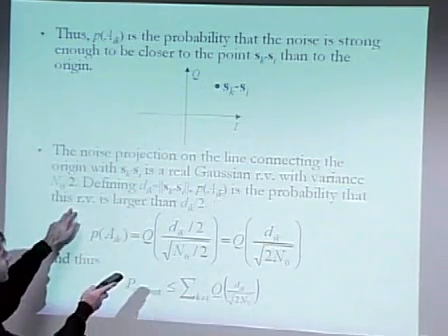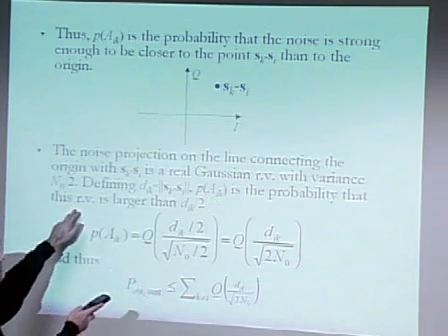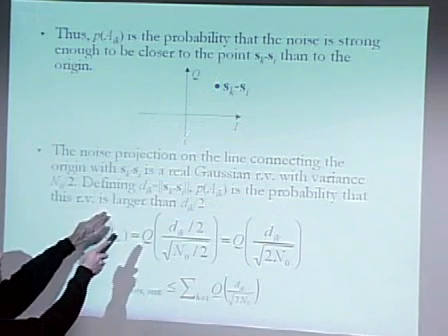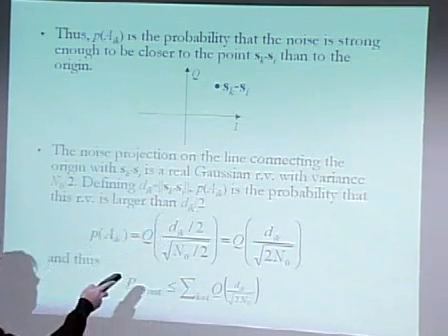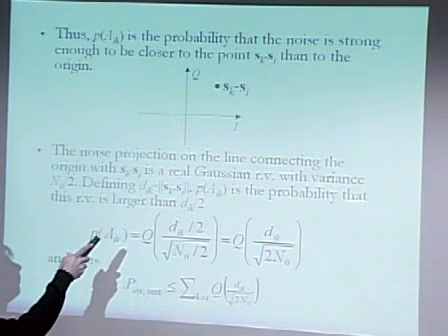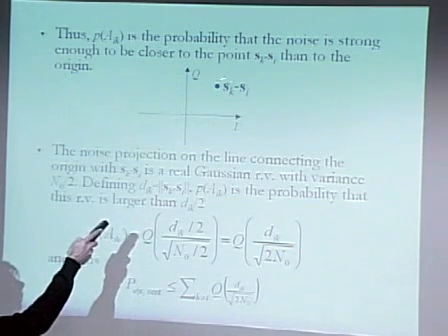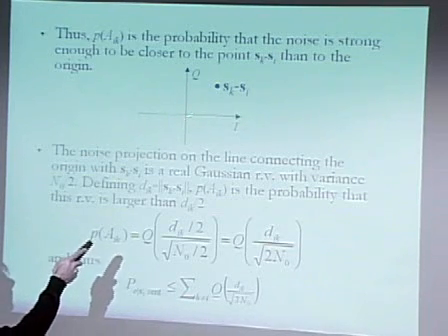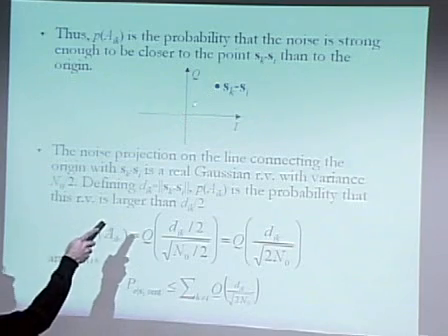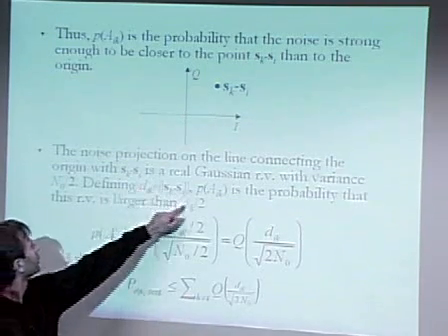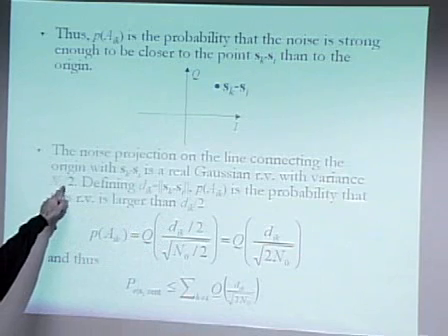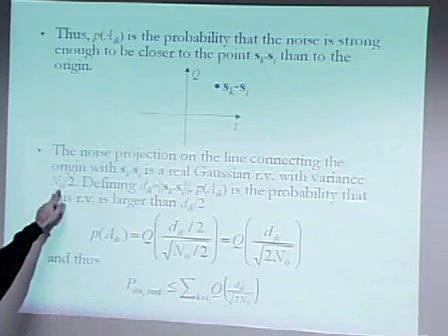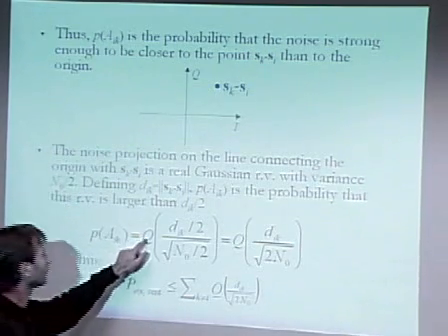So the probability of this error event, A_ik, is the probability that this Gaussian random variable, which is the noise on this line, is larger than half this distance. Remember that we're trying to find the probability that the noise is closer to this point than to the origin, which means that the noise is stronger than half the distance. So we want the probability that this Gaussian random variable with variance n0 divided by 2 is larger than d_ik divided by 2.